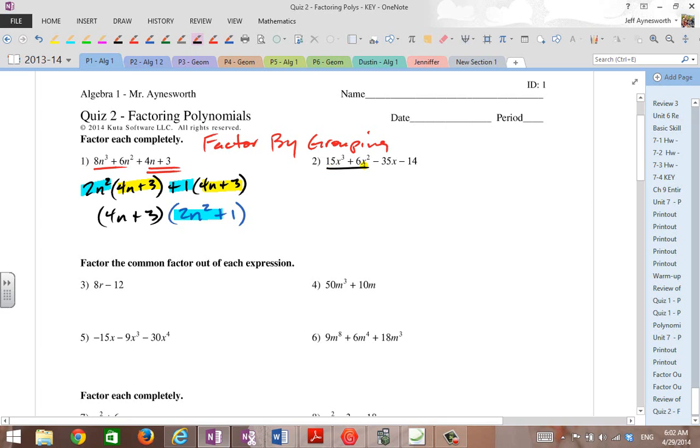On the second one here, we've got a first group and a second group. In the first group, I noticed that both are divisible by 3. 3 divides into 15 5 times and into 6 2 times. I also noticed that they have an x squared in common. So I've got to factor out a 3x squared. Since 3 times 5 is 15, I need a 5 here. X squared times x is x cubed. I need an x there. Plus, 3 times 2 is 6.